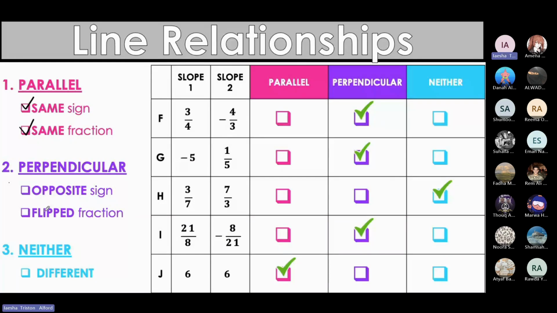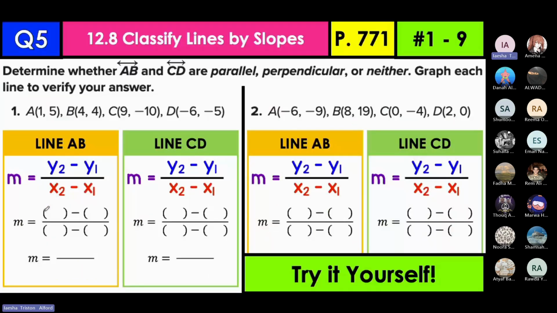So, same again. This time, they're going to give you the points, and you have to find the slope. So, for line AB, this is x1, y1, x2, y2. Do not write y2, put +4. Do not write y1, put +5. Do not write x2, put +4. Do not write x1, put +1. Put it in the calculator, you're going to get an answer. So this is going to be -1 over +3.